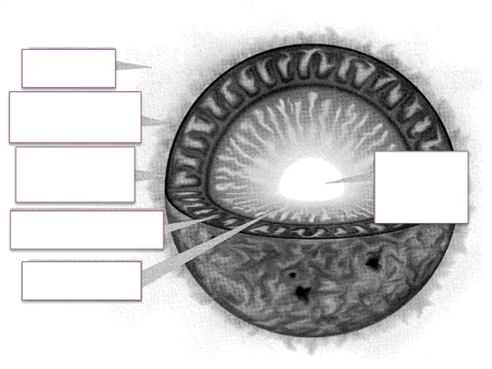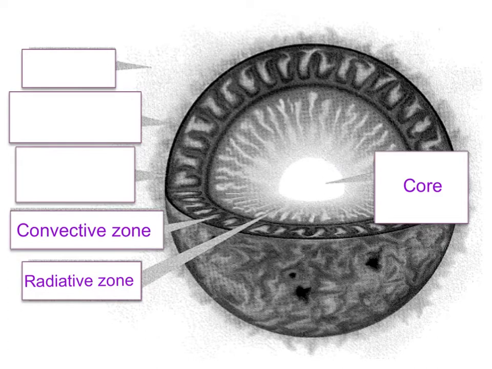Okay, let's label the layers of the Sun in the diagram. Let's start in the center and work our way out. So the center is the core. The next layer out is the radiative zone. This layer gives off a lot of the radiation that the Sun generates. The next layer out would be the convective zone. This is the layer that we have convection cells.